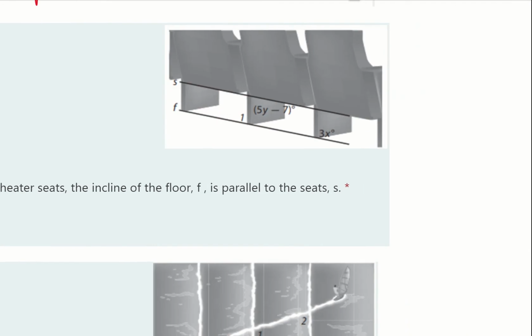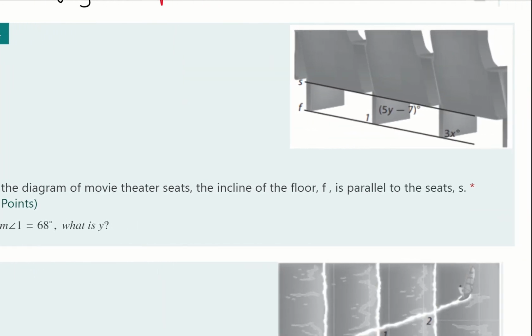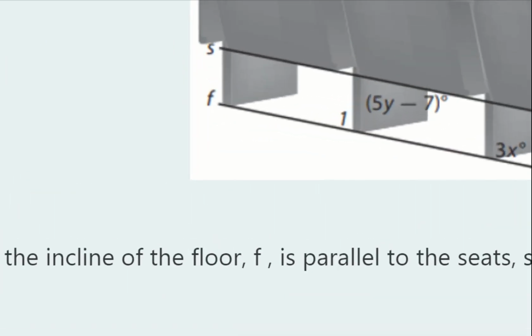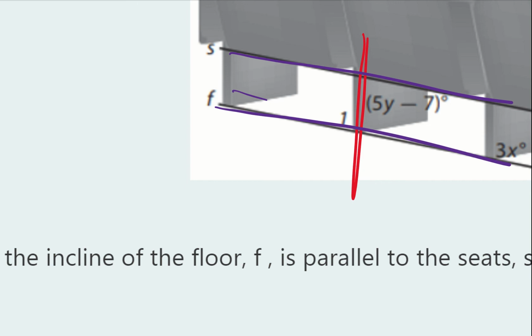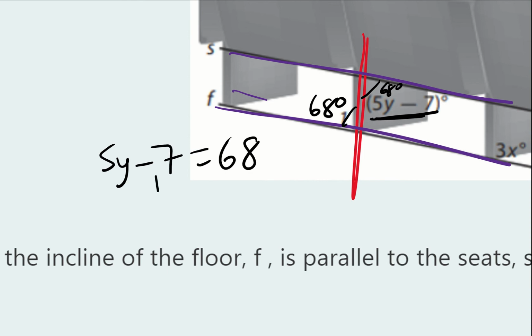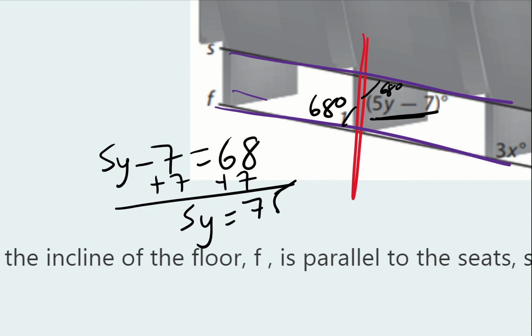Okay, number 4, same diagram. This time they told us that angle 1 is 68, so what is y? So again, I'm going to emphasize the fact that this is the transversal. These are the parallel lines. And so if this is 68 degrees, then this is also equal to 68 degrees, which means that 5y minus 7 is equal to 68. So go ahead and solve that. Add 7 to both sides. 5y equals 75. Divide by 5 on both sides. So y is equal to 15.